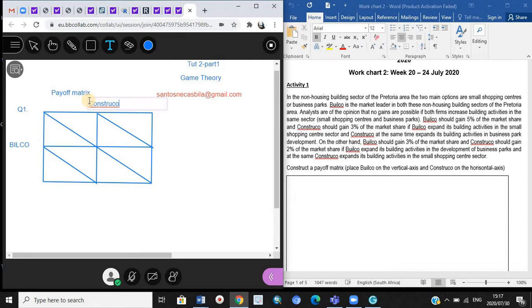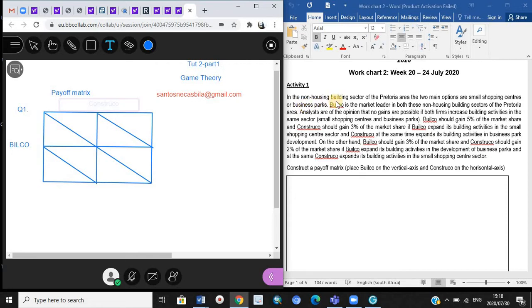For game theory to happen, there must be at least three elements, or three units. The first one is players. In this case, our players are Bilko and Constructor. Then we must have strategies.